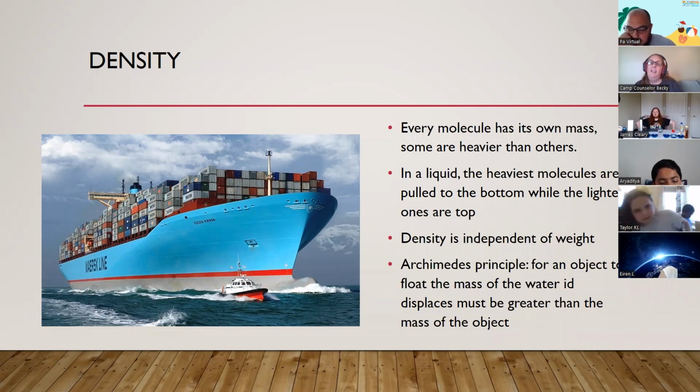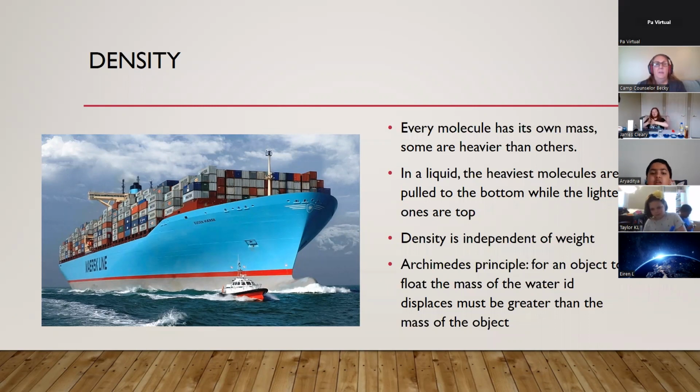It is a trick question because they both weigh 1 pound. But if you can imagine it, a pound of feathers is probably going to take up a lot more space than a pound of brick, which will probably be kind of tiny, because brick is more dense than feathers. And everything has its own density. And in a liquid, the heaviest molecules are going to be pulled to the bottom, while the lighter ones are going to float up top.